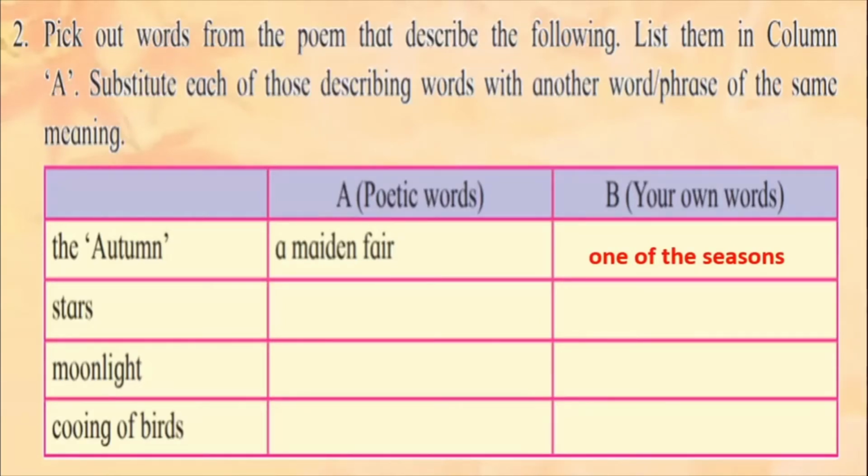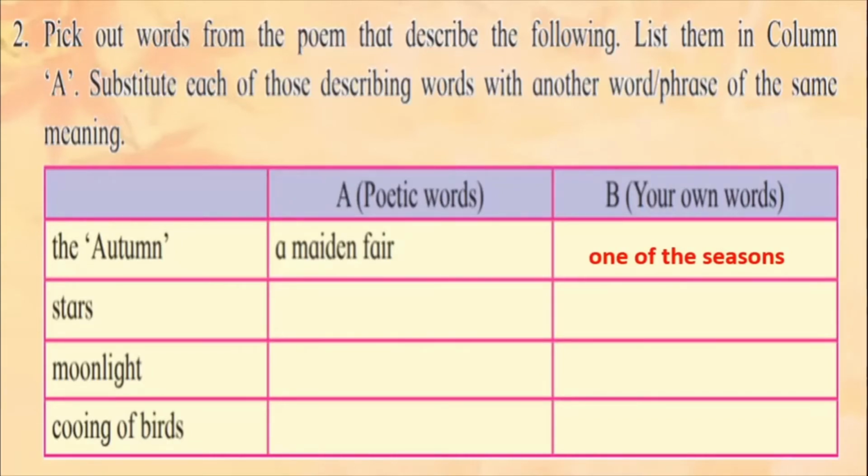Now all of you have different personalities, you have different ways of thinking. Some of you might be thinking from a scientific mind, some of you might have a mathematical kind of mind. So you think, what does the word autumn mean to you? To the poet, it means a fair maiden. To me, it means just one of the seasons. Let us look at one more example.